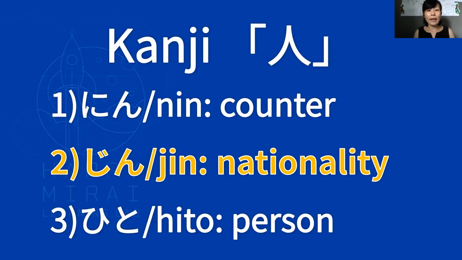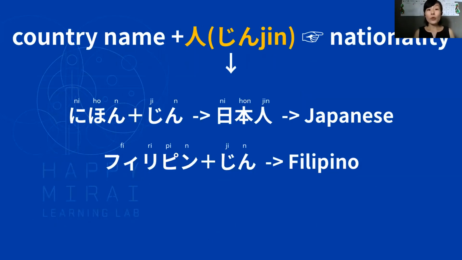All right, so let's look at the second pronunciation you can use. It is Jin. Jin, this is a very useful one. It's for how to say nationalities, okay? For example, country name plus Jin turns the word into a nationality. For example, Nihon. Nihon is Japan. Nihonjin becomes the nationality Japanese. Another example, Philippine plus Jin. Philippine Jin becomes Filipino, right? In case some of you are interested in learning a lot more vocabulary for nationalities, I do have videos for that. Please go to my Japanese lesson videos to check it out.